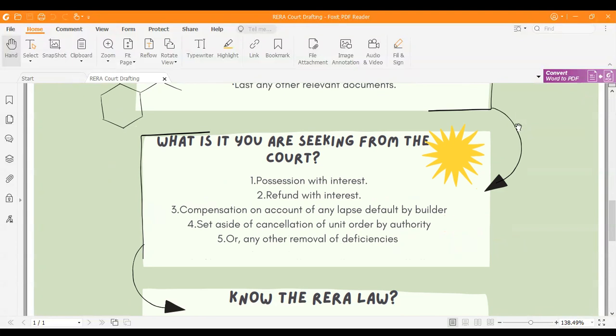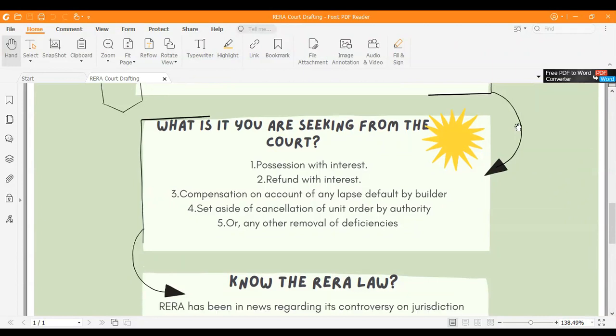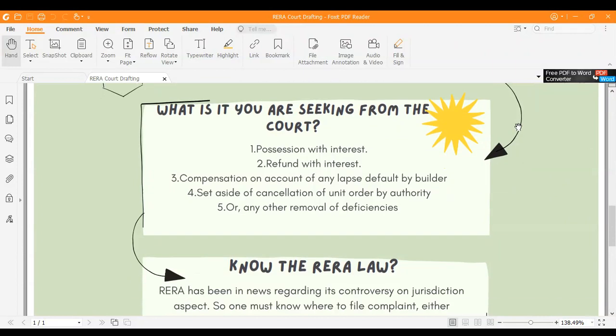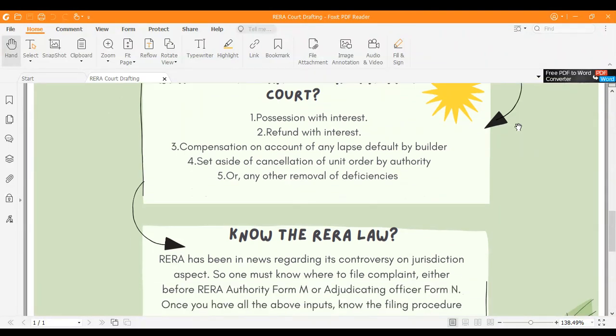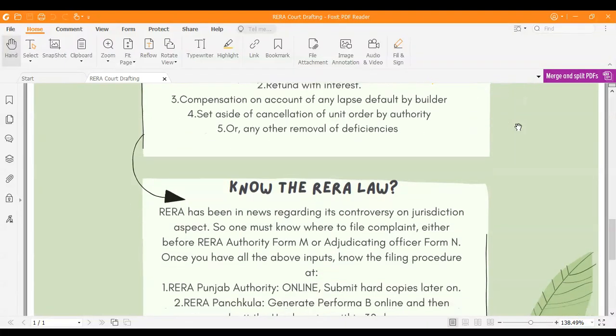Now in RERA, you should know what you are seeking from the court, whether it is possession with interest, is it refund with interest, or is it just the compensation on any violation by the builder, or your unit has been cancelled and you have moved before the authority, or is it about the removal of deficiencies. So RERA courts work only on prayers. So you must be very clear with your prayer part.